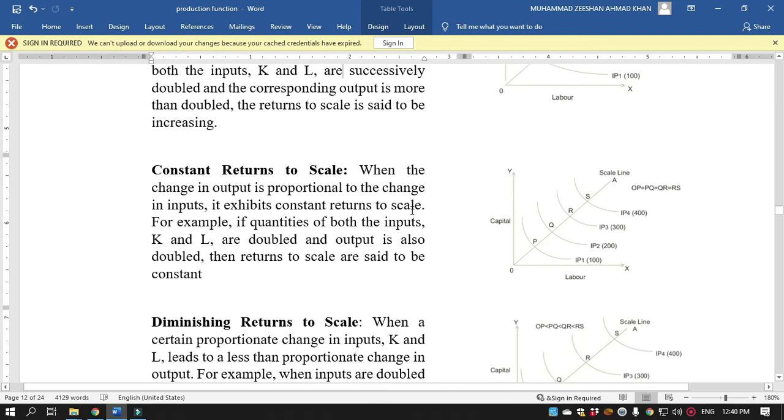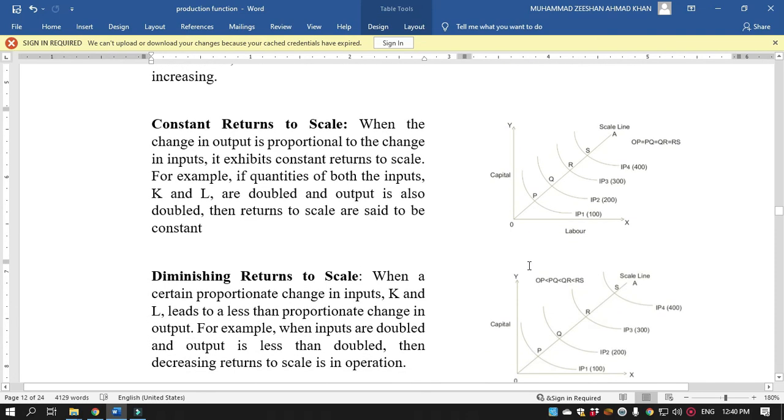And constant return to scale obviously means that if the change in output is proportional to the change in input, it exhibits constant return to scale. For example, if the quantities of both inputs, capital and labor, are doubled and the output is also doubled, then the return to scale is said to be constant. Like here you can see that output is increasing from 100 to 200, 300 and 400, but the amount of labor and capital is being increased by the same ratio. You can see that the distances PQ, QR and RS remain equal. So this is called constant return to scale.